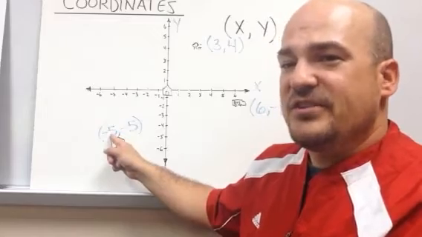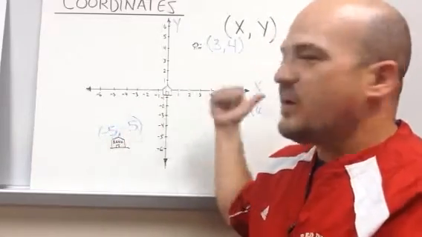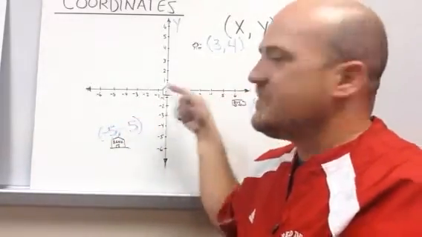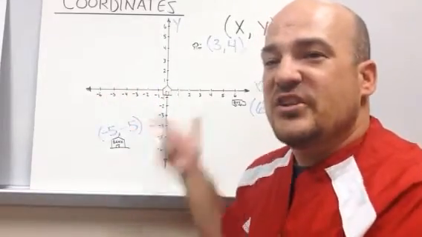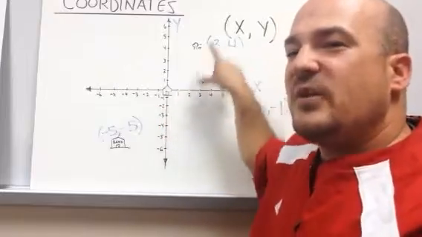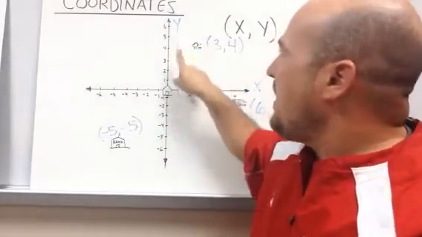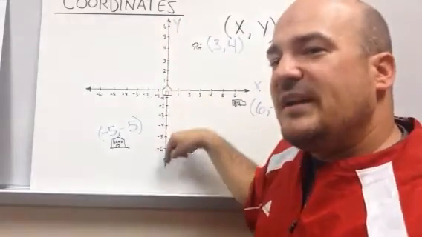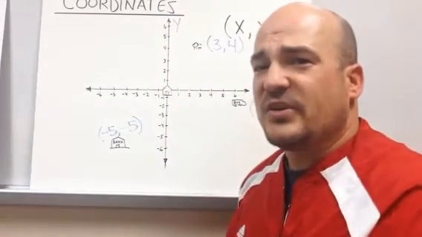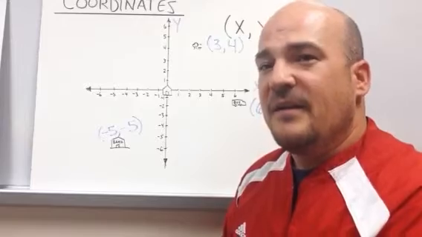All right, so mathematicians have just made an agreement that we're always going to tell the direction of the x first, and positive x's always go to the right, and negative x's always go to the left. And then after the x, we tell the direction on the y. Positive y's always mean up, and negative y's always mean down. That's just an agreement that mathematicians have made.